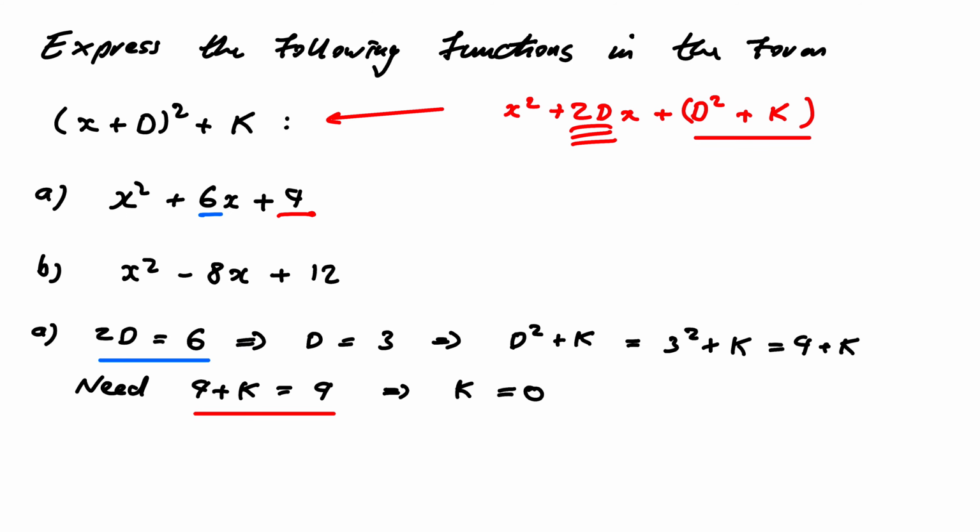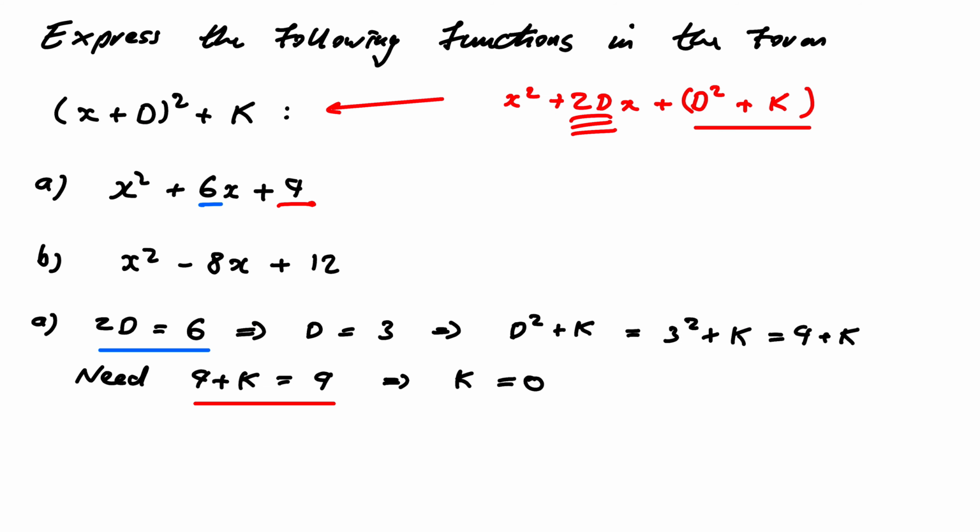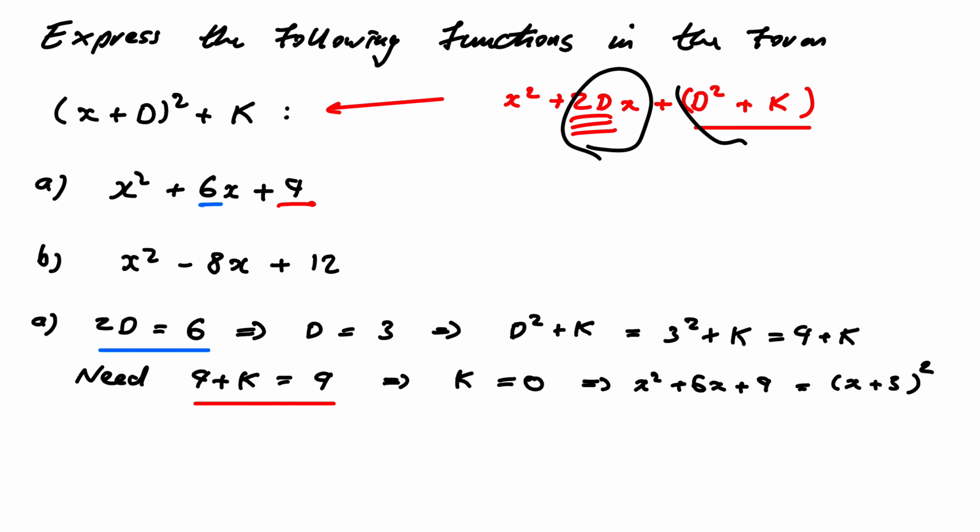So what's the conclusion? In this case, x squared plus 6x plus 9 is very neatly of the form x plus 3. Is that correct? Yes, all squared. So no need for the k. So again, the moral of the story is you do the linear piece first to find the d, and then you do the constant piece to find the k, but you'll need the d to do that. Right, let's do the next one.